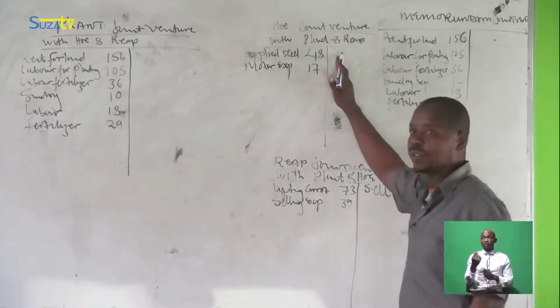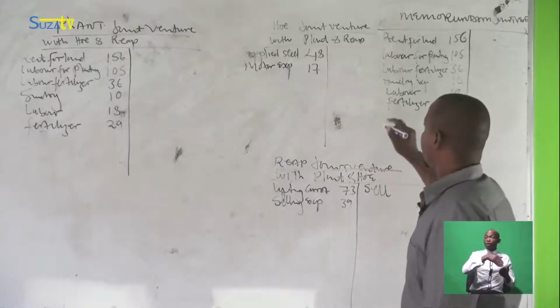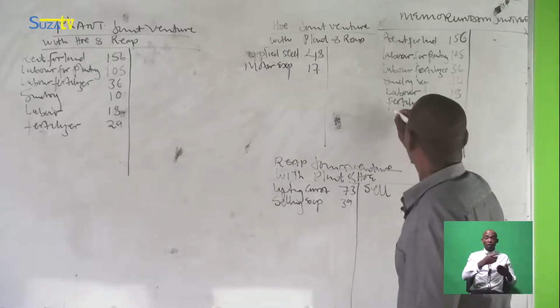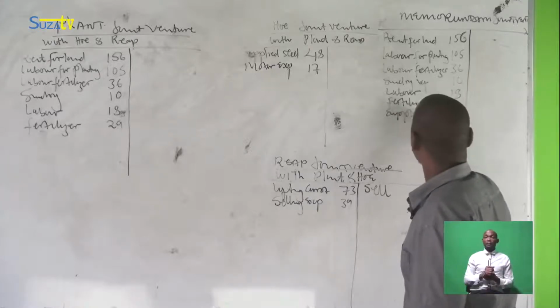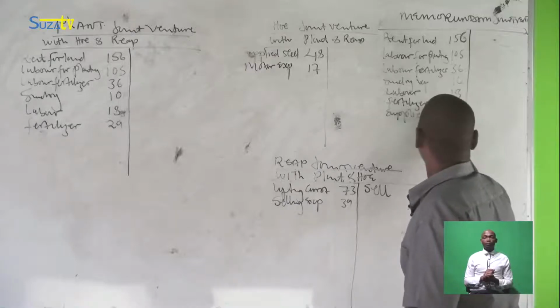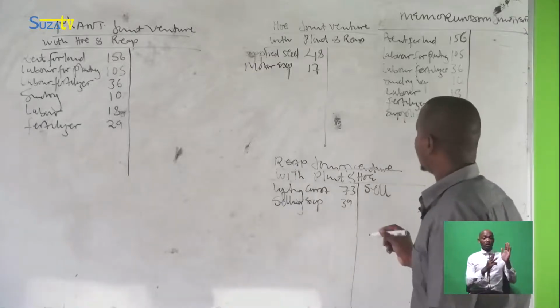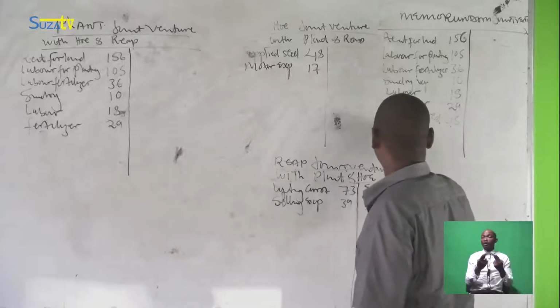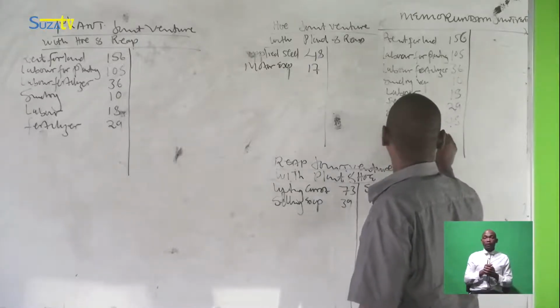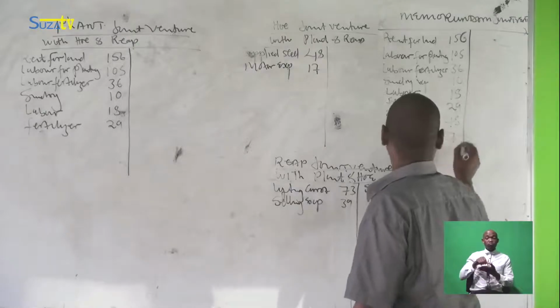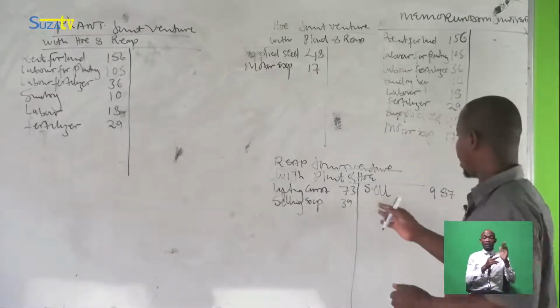Then you come to the hoe. Hoe just supplied seed, 48, and motor expenses, 17. Then we come to plant.